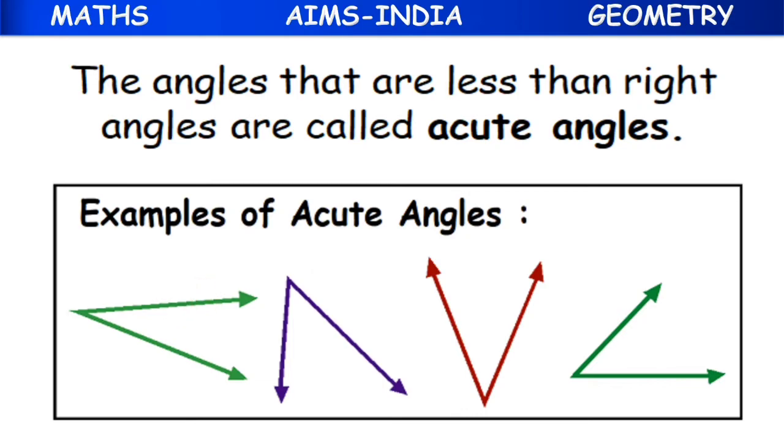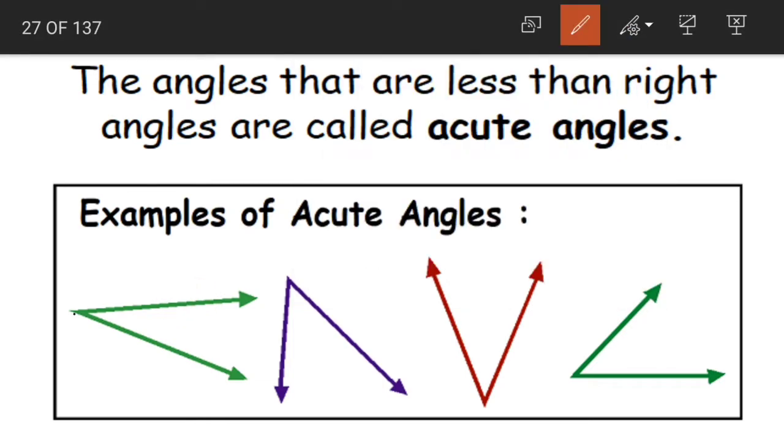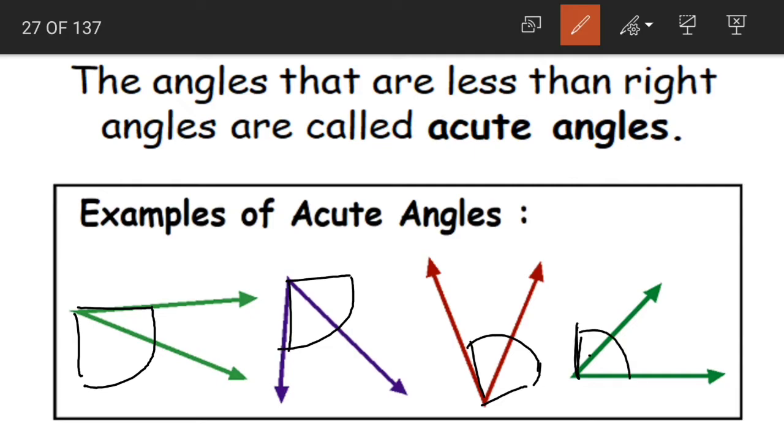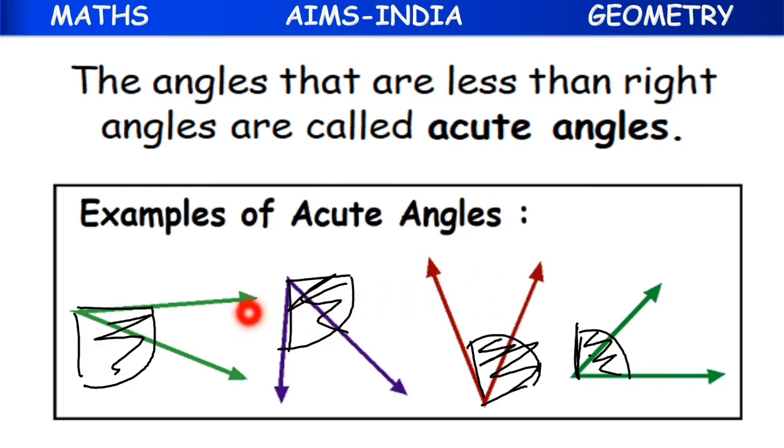Examples of acute angles are all this. See, if we place our right angle tester, this would be our right angles. See, in all the cases, the given angles are less than our right angle. They are smaller than our right angle. So, all these become examples of our acute angles. Is this clear, children? The angles that are less than right angles are called as acute angles.